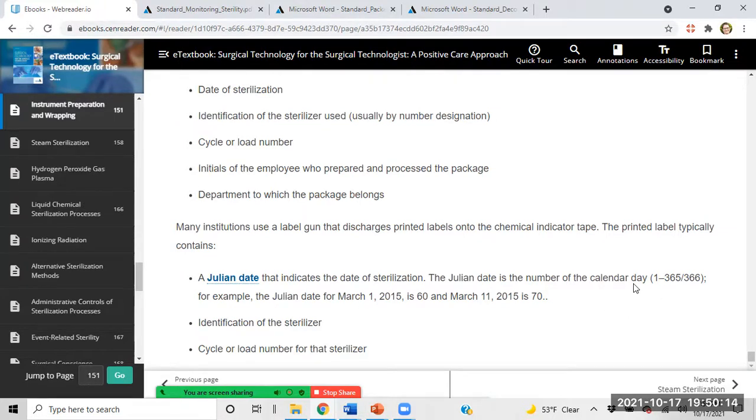It comes with the number of the calendar year. For example, March 1st, 2015 is 60, and March 11, 2015 is 70. That is the number of the calendar year. So 1 is January 1. That's usually how they're dated.